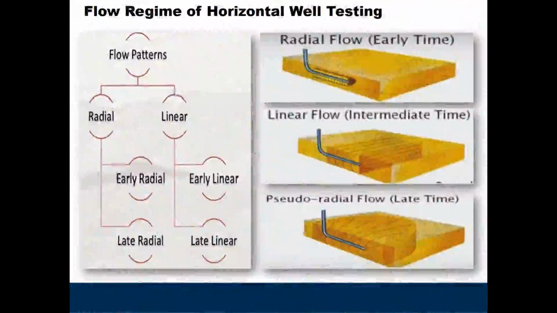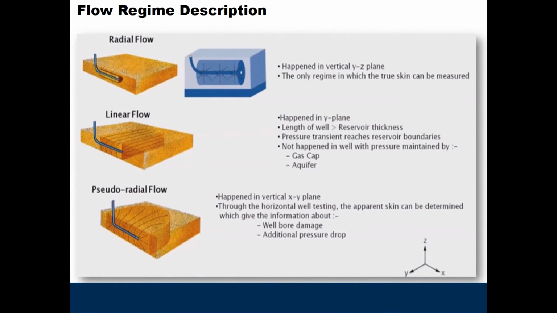So basically you can see the radial flow and the linear flow actually are the two main flow regimes in horizontal well testings, but they're categorized into a time-based behavior. Over here we have early time, intermediate time, and late times. So let us begin with some explanations about this flow regimes in each time zone.